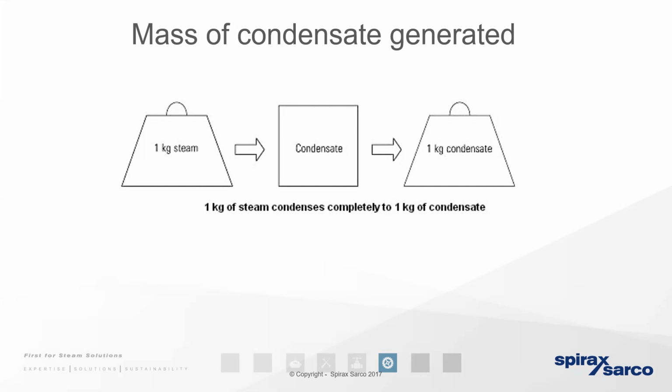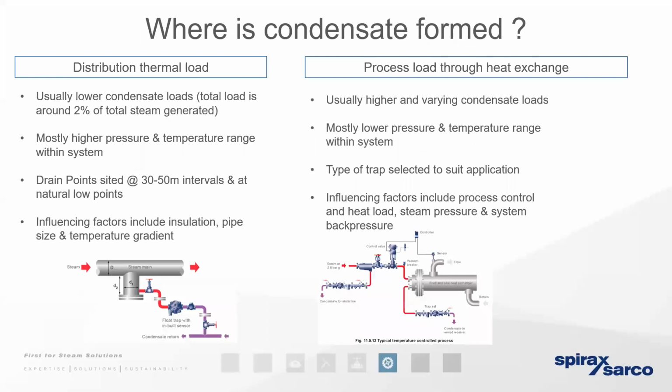So, in other words, if we've got 1 kilogram of steam being produced in the boiler, then we know we're distributing 1 kilogram of steam towards the process, minus a few distribution losses. That also tells us that we therefore need to remove 1 kilogram of condensate from the process. The mass flow remains the same. It's the volumetric flow that differs as we get that change of state. So we know that condensate as a liquid is formed wherever steam gives up its latent heat energy, wherever there's a heat loss.